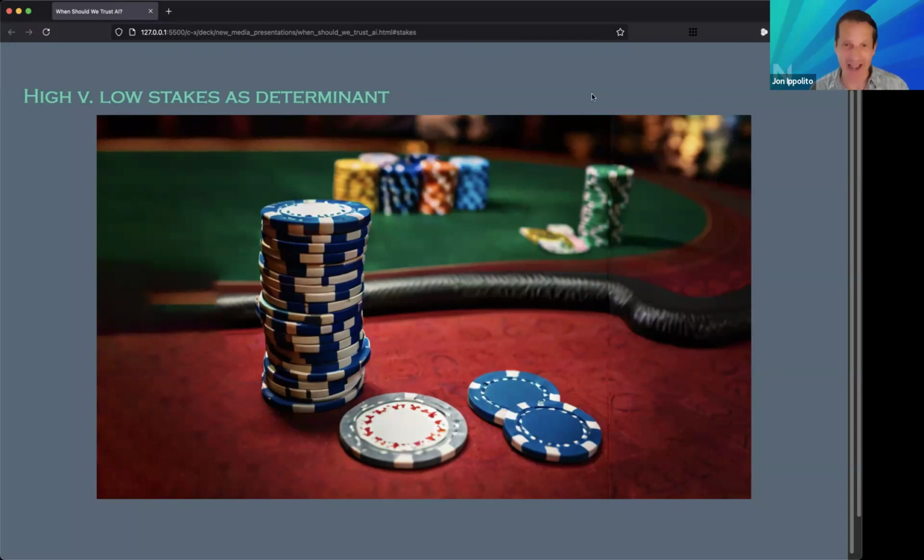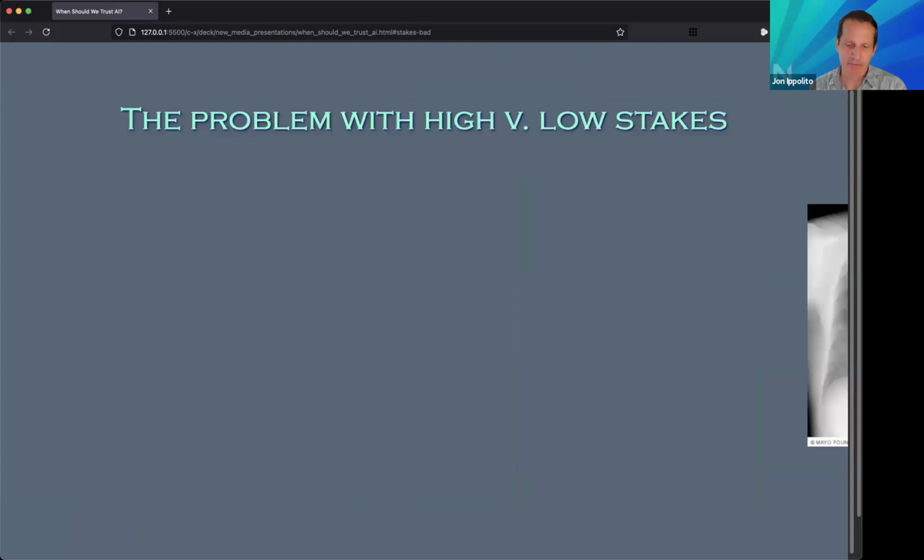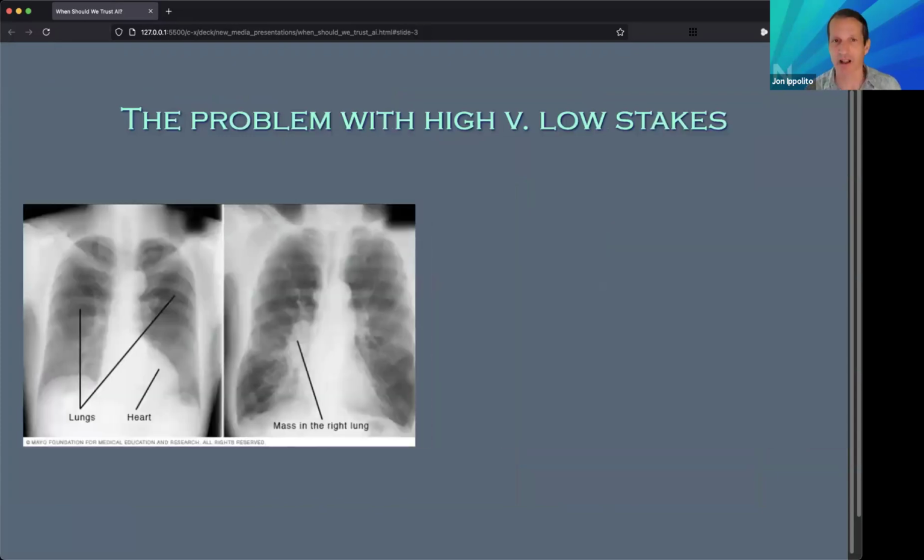I think that is a bad determinant. I think it's very misleading, and it's easy to grasp for something like that, but I don't buy it. Here's why. The problem with high versus low stakes is that there are lots of things that AI is very good at that are very high stakes. For example, radiology was one of the first professions, even before education, that was endangered by AI, because it's one of the first places where AI tools became faster and better than humans at diagnosing, or I should say, identifying potential tumors.